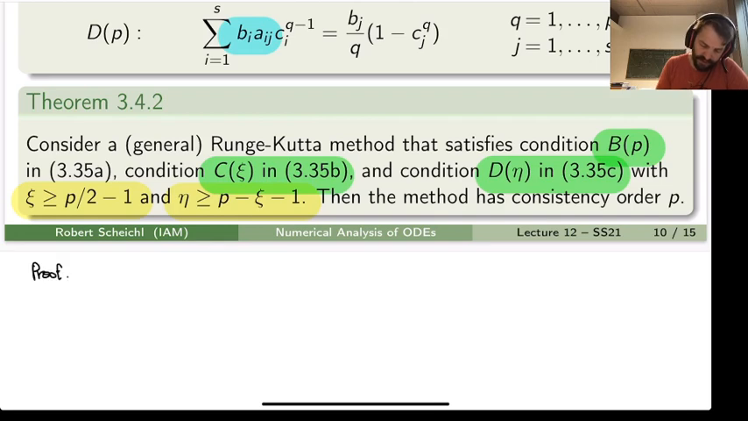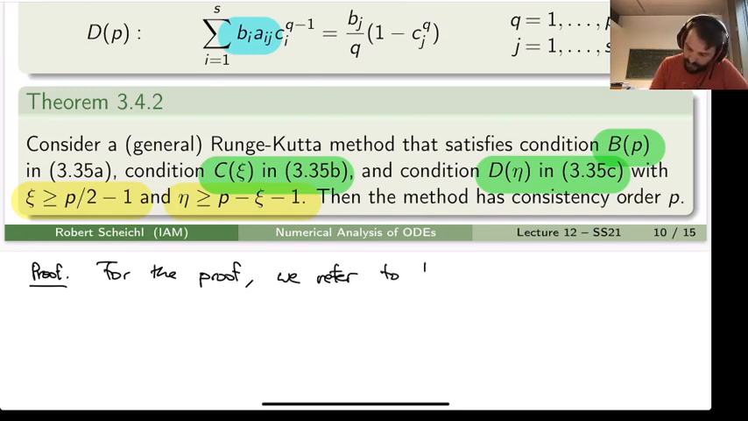As you can imagine, the proof is not trivial. And so we refer to the second book by Hairer, Nørsett and Wanner, 09, chapter Roman 2, theorem 7.4.